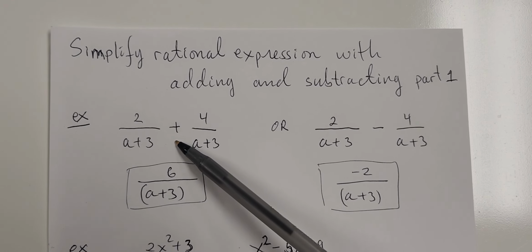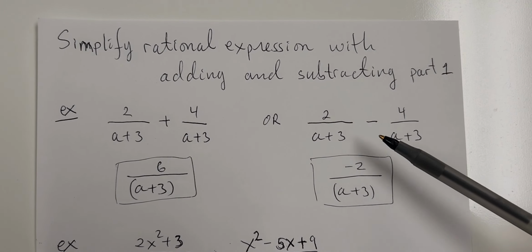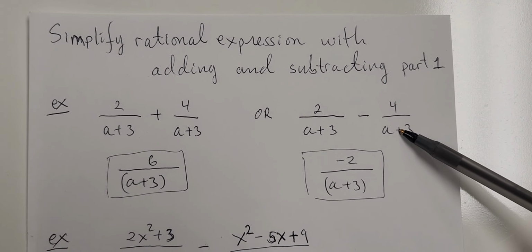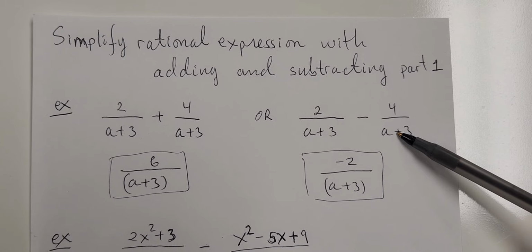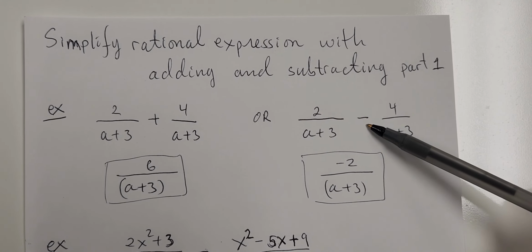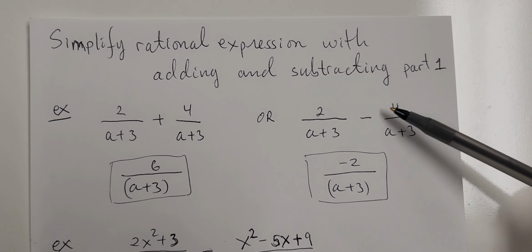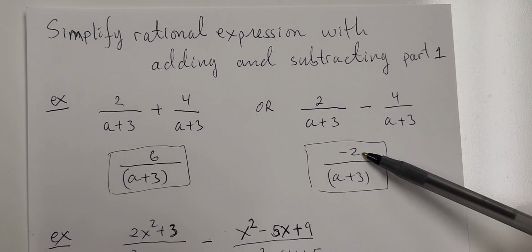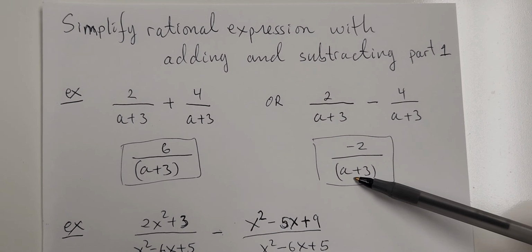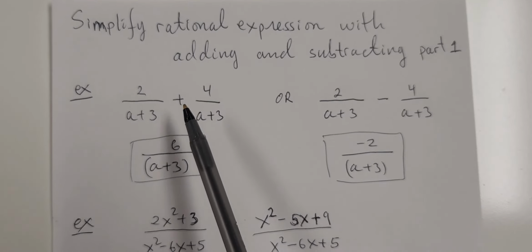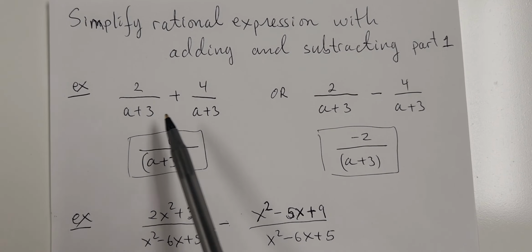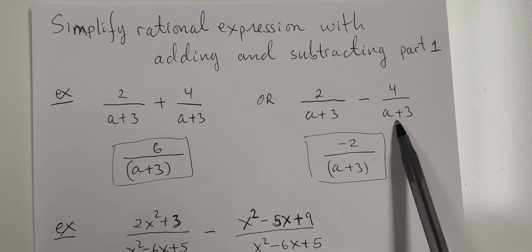Now, this example was for adding. For subtracting, it's the same thing. Make sure the denominators are the same. Once the denominators are the same, then just add or subtract the top. In our situation, we're subtracting. So 2 subtract 4 gives me -2. Again, if you can simplify, simplify. If not, then that is our answer. Okay? So one more time, when we add or subtract fractions, make sure the denominators are the same.